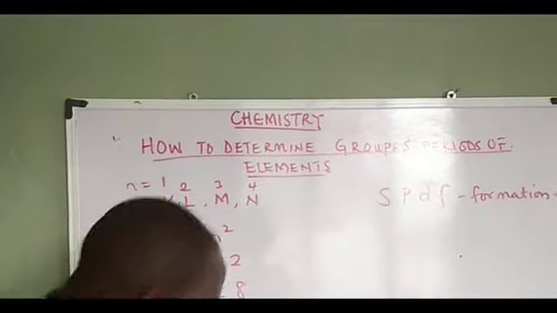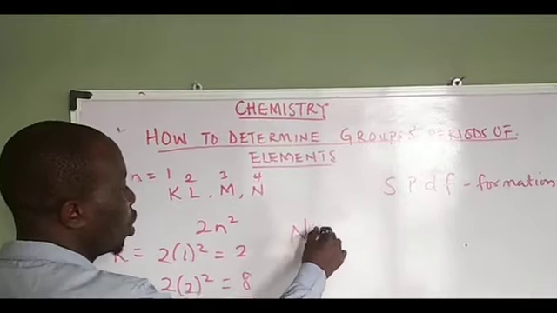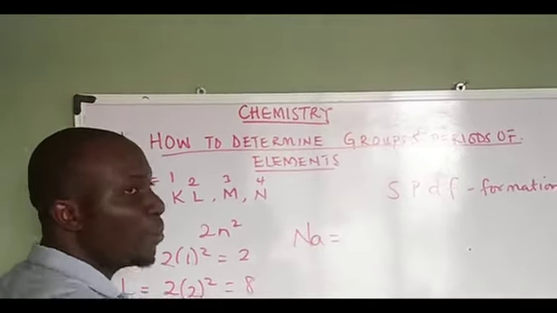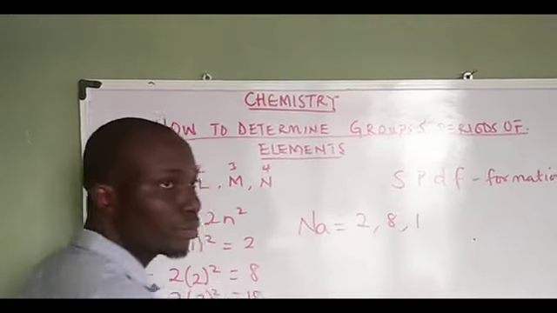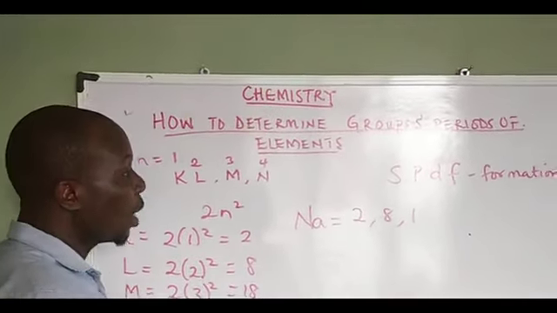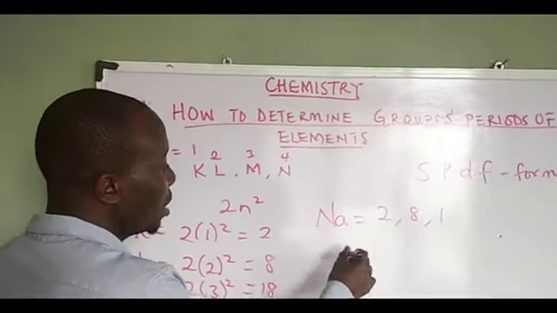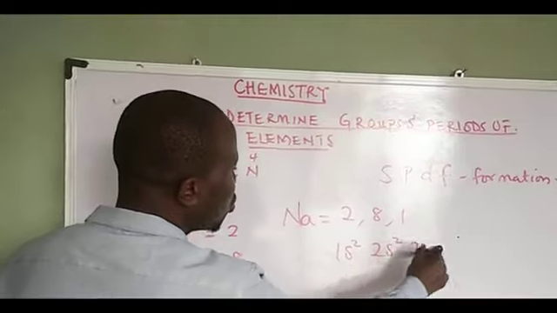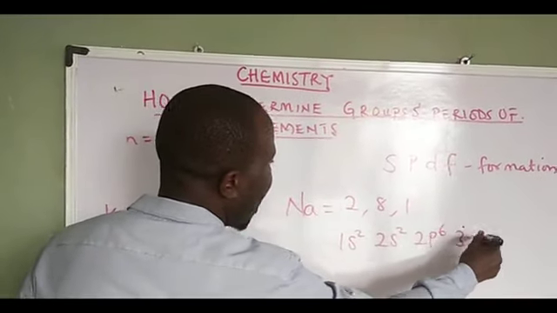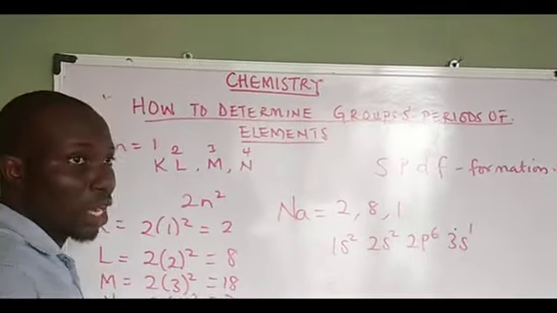So if you want to write the configuration of sodium in KLMN format, it is 2, 8, 1. But in SPDF format, it is 1s2, 2s2, 2p6, 3s1.